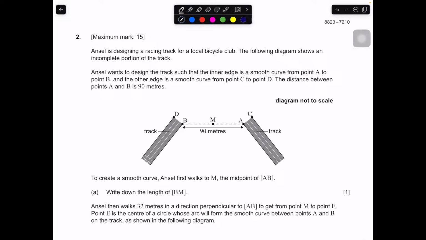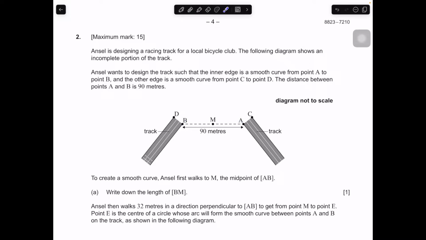All right, question 2 is 15 marks. Let's see what we can do. Ansel is designing a racing track for a local bicycle club. The following diagram shows an incomplete portion of the track. Ansel wants to design the track such that the inner edge is a smooth curve from point A to point B, and the other edge is a smooth curve from point C to point D. So he wants to complete this bicycle track.